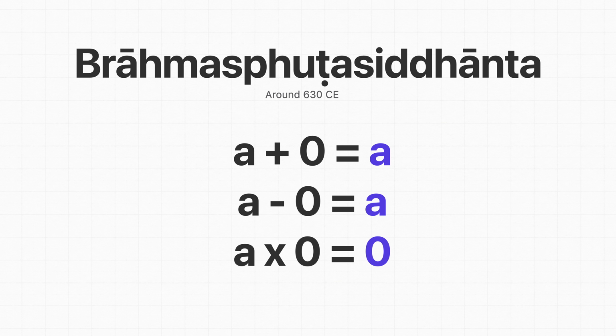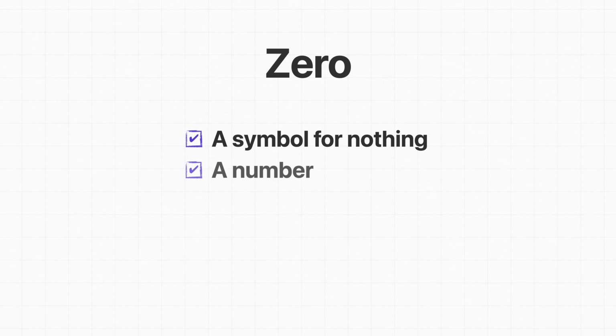Let's quickly summarize what we've seen in this video. At first, zero was simply a symbol for nothing. Over time, it became a number. It sounds like a simple idea, but it took over 2000 years to reach that point.